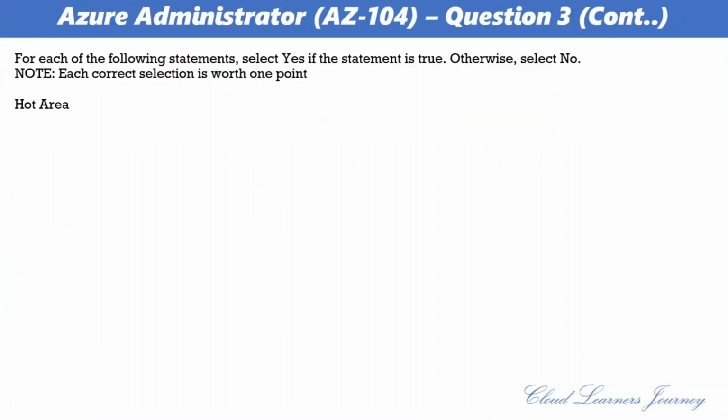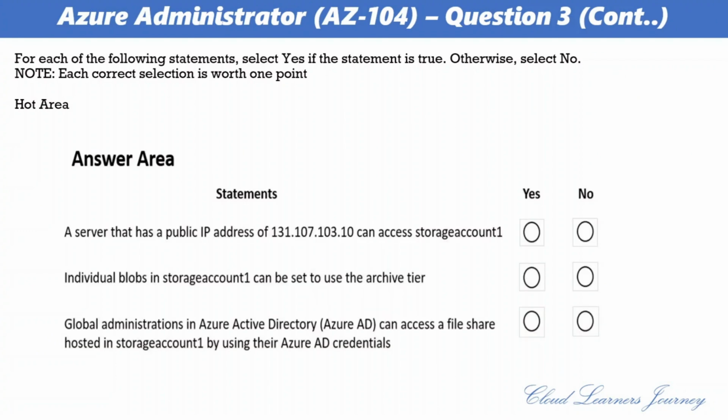For each of the following statements, select yes if the statement is true, otherwise select no. In the answer area, we have 3 statements. A server that has a public IP address of 131.107.103.10 can access Storage Account 1. And the correct option is yes. Virtual network rules and IP rules are blank with the default action allow.